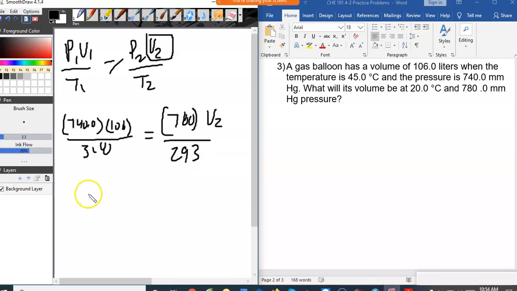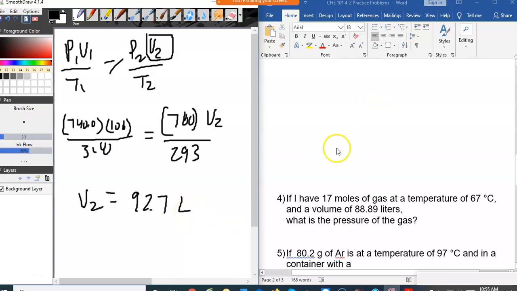Yep. So solve for V2. I'm not going to spend time to do it. I'll just enter it. So you should get 740 times 106 times 293 divided by, is that 318? Divided by 780. So I get 92.7 liters. Does that agree with you guys? Oh, yep, that's what I got. Okay, good. Easy.